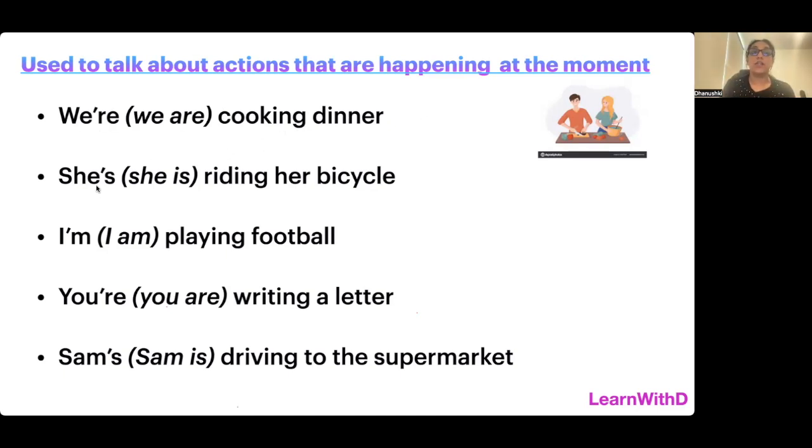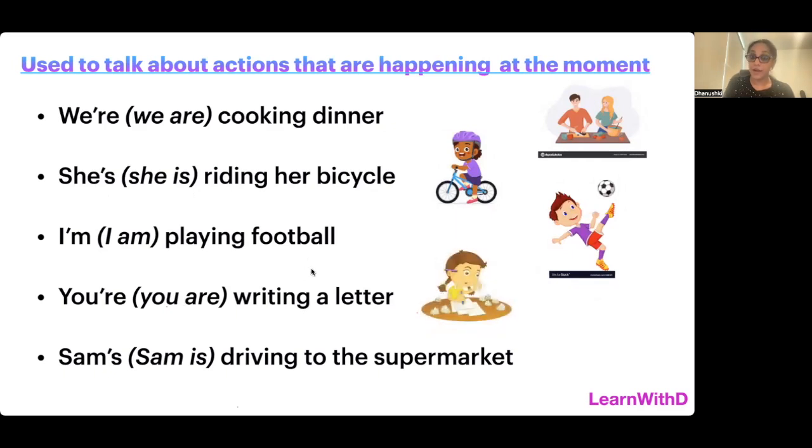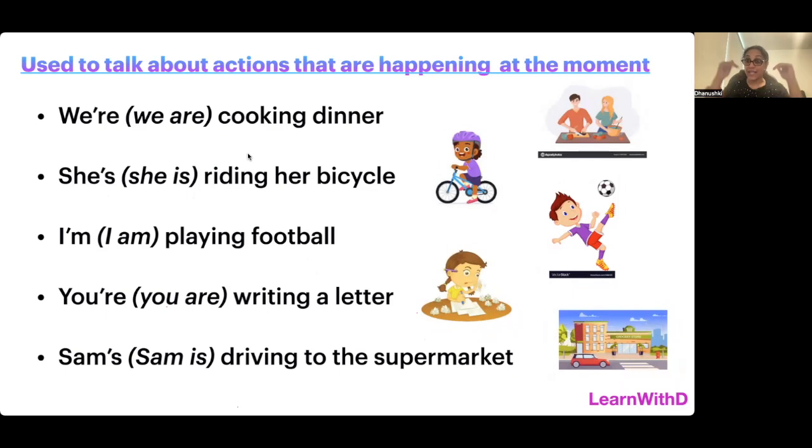All right, second one. She is, again, she is. She is riding her bicycle at this moment. I am playing football. You are writing a letter. Sam's driving to the supermarket, or Sam is driving to the supermarket. So, all of these actions are happening right now at this moment. So that is when we use the present continuous.